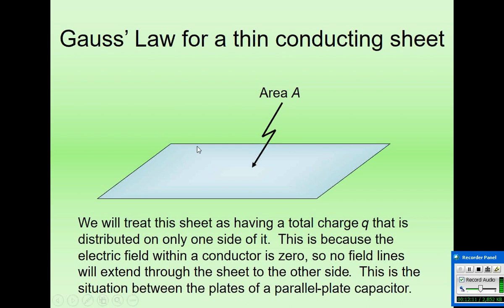So we have a whole lot of charges on the top face of this sheet. We have a little bit of thickness, not much, but a little bit of thickness. And then on the bottom face, we're going to pretend there's no charge. Because this is a conducting sheet, the charge is strictly on the surface. It is not distributed throughout the volume.